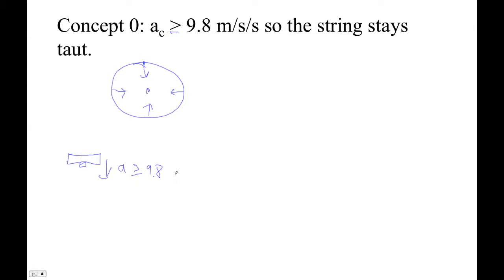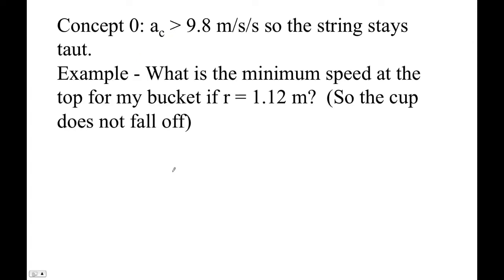So this kind of problem looks something like this. What is my minimum speed at the top? If the radius is 1.12 meters, what's the minimum speed I can have so that the cup doesn't fall off, the riders don't fall off the ride, the water doesn't come out of the bucket, all of this stuff? And all we do is use centripetal acceleration. We set the centripetal acceleration to 9.8. That'll give us the minimum speed.